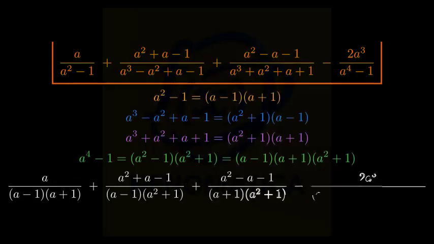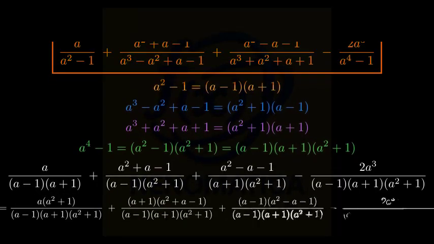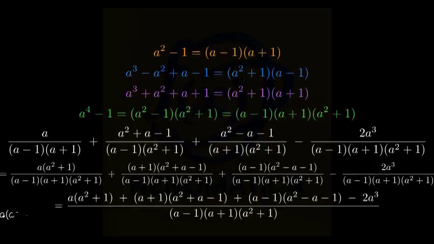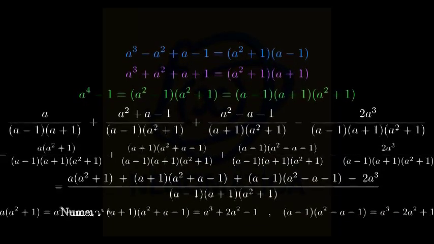Now rewrite the original expression with the factored denominators made explicit. Notice that a common denominator for all four terms is (a minus 1) times (a plus 1) times (a squared plus 1). Convert each fraction to this common denominator and collect the numerators. Next, expand the terms in the numerator carefully, and then combine like terms. Expand each product in the numerator.